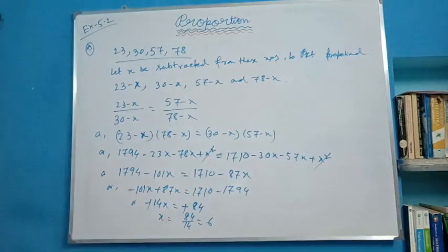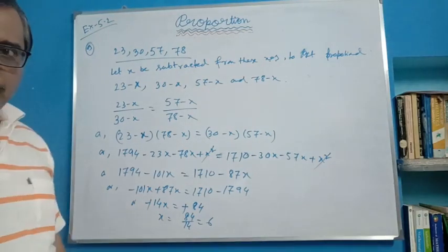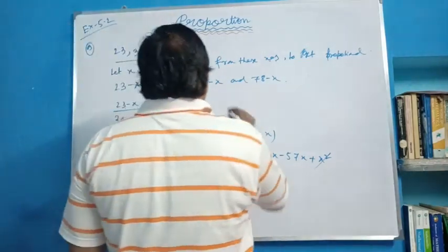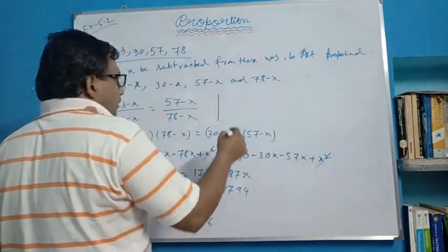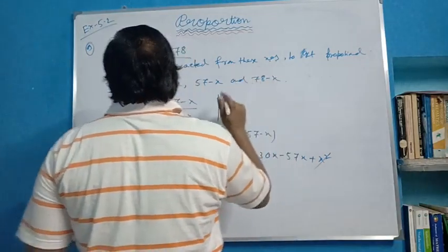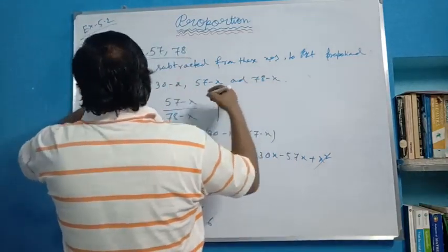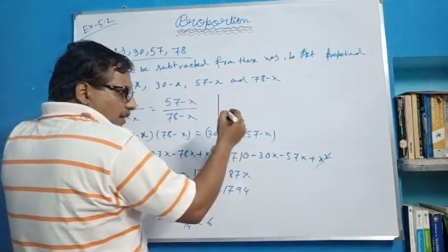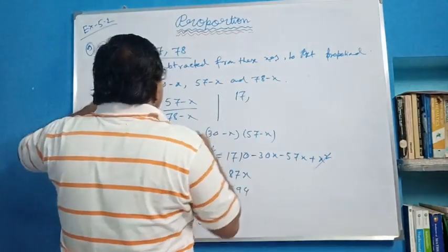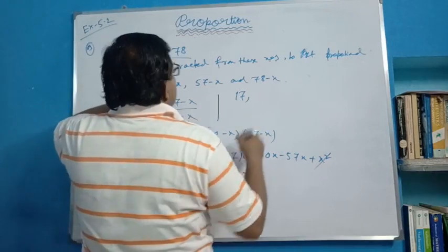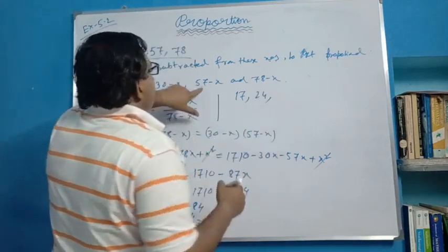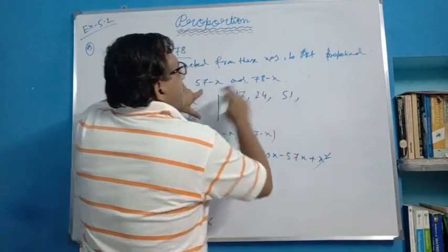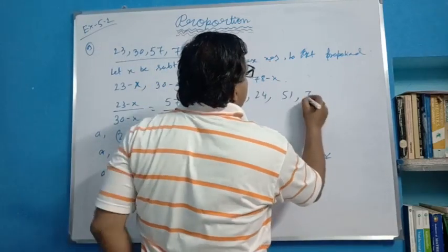So with 6 subtracted from each number, we get that these are proportional. If 6 is subtracted, then we get these numbers in proportion. If we subtract 6, then the numbers will be how much? 23 minus 6, that is 17. 30 minus 6, that is 24. 57 minus 6, that is 51. And 78 minus 6, 72.